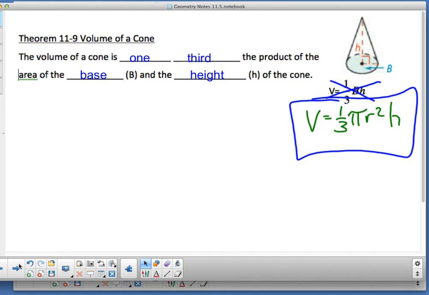It actually takes 3 cones to fill a cylinder with the same dimensions. It takes 3 pyramids to fill another prism with the same dimensions. That's how they're related. I'm going to try to hit on that as hard as I can so you know that that's the case. That 1/3 is a big deal. Now, flipping the page.